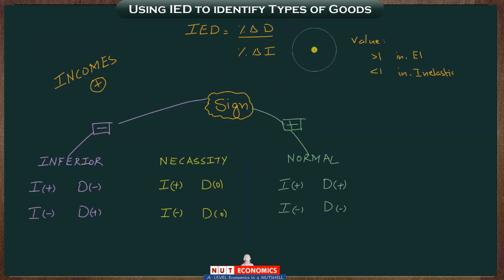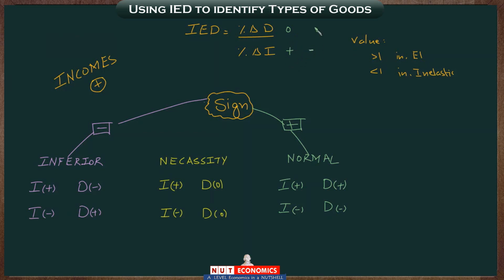And similarly, you can next think of a necessity. If incomes have increased and you look at a necessity, then the demand won't change. So if you try to calculate the income elasticity of demand of a necessity using this formula, when incomes increase, the demand does not change. So percent change in demand would be 0. And 0 divided by anything is always 0.